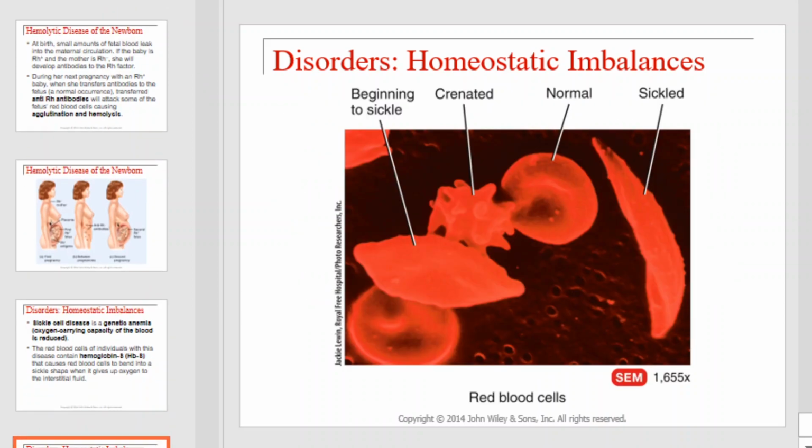This is an illustration of a normal versus a sickled red blood cell. And this concludes our coverage of blood.